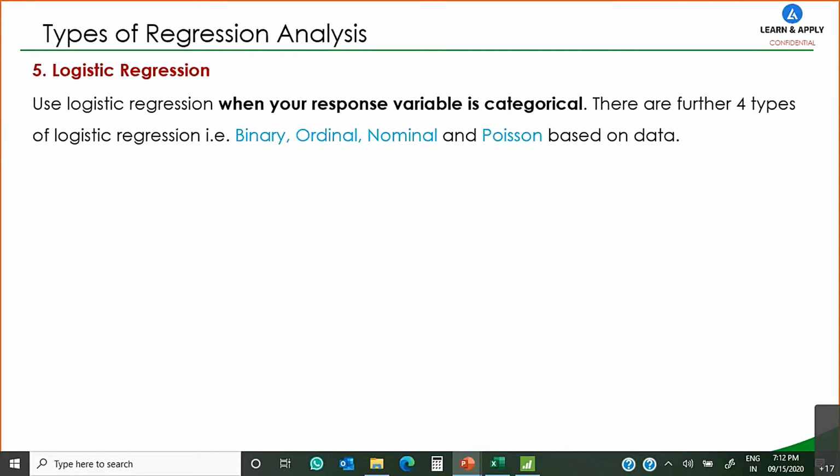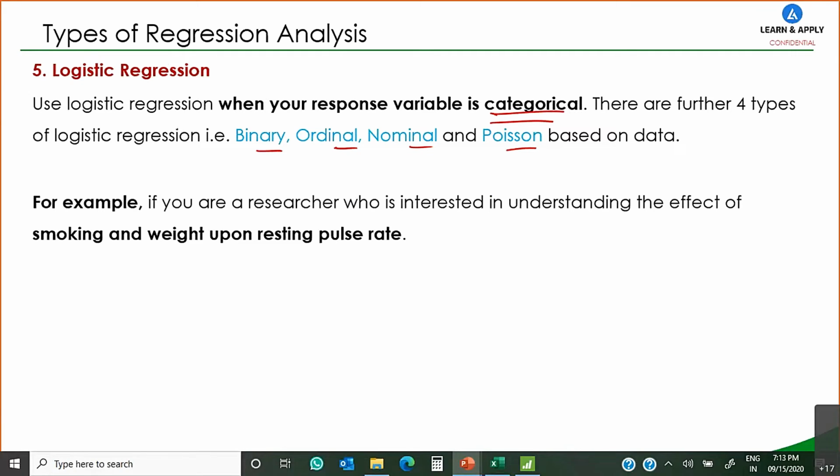And the last type is called logistic regression. Logistic regression is used when your response variable is categorical. So instead of a continuous response, we are going to see a categorical response. In that case, we use logistic regression. Again, there are 4 types of logistic regression: binary, ordinal, nominal, and Poisson.